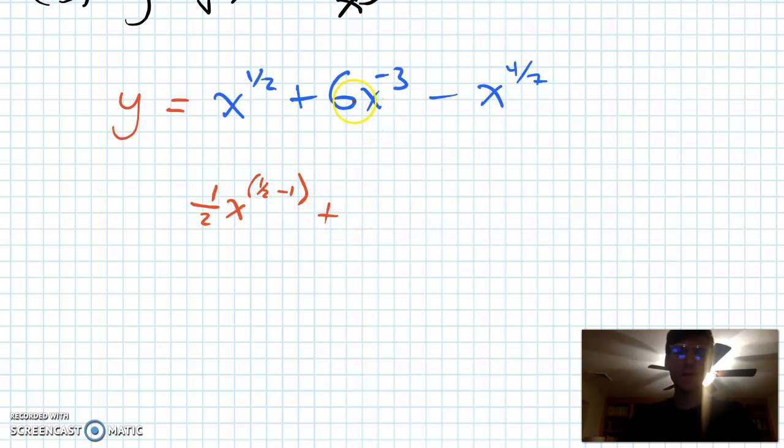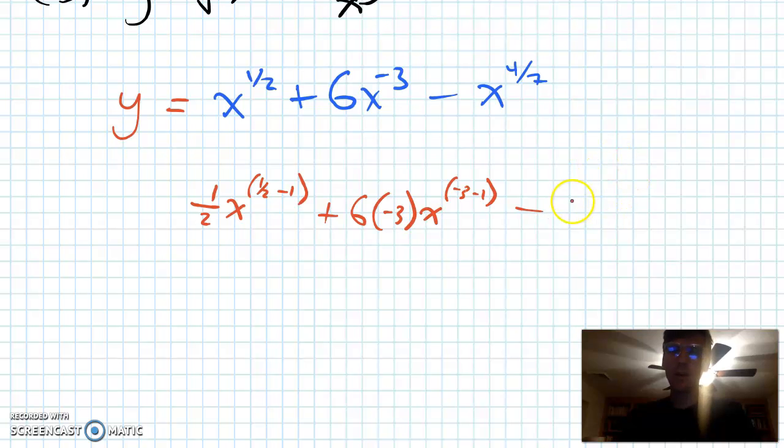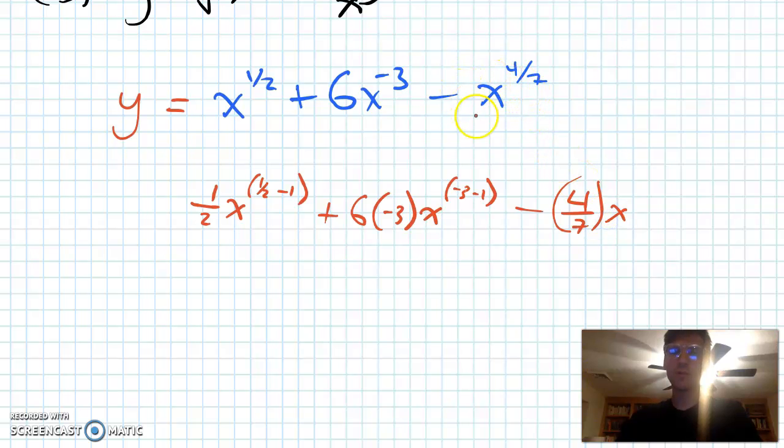Now if I have 6, I got to multiply it by that. So it'll be 6 times -3. Then this will be x to the -3 minus 1 power. And now I've got the 4/7 times x, because there was just a coefficient of 1, and then this will be to the 4/7 minus 1 power.